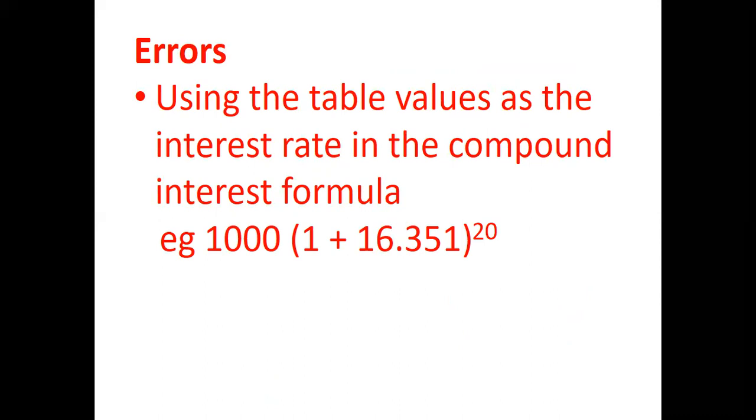The biggest hurdles that I noticed during this were that they actually tried to use the compound interest formula. They were taking the value from the table and putting that in as the interest rate, instead of knowing how to use that present value table's value. So what's on the screen now is what you would see as an example of some of the things that we saw.